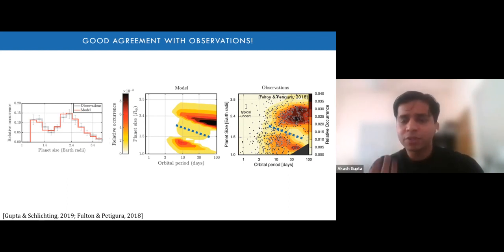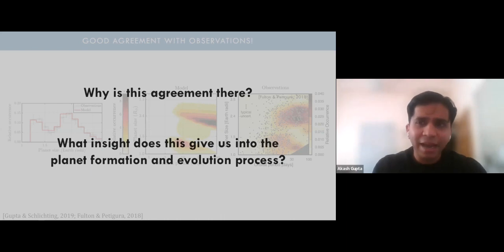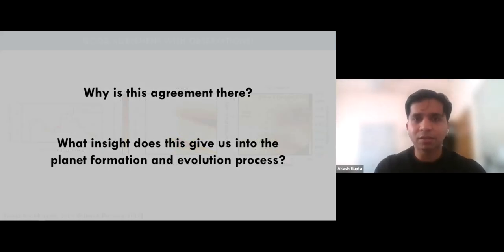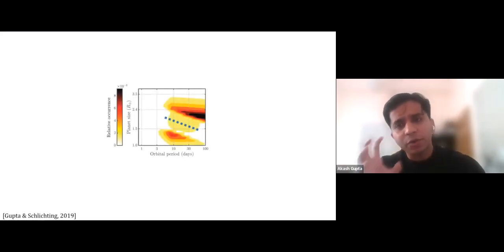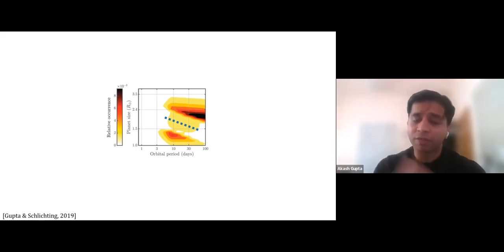But at this point, we should be asking ourselves, why is this agreement there? What insight is this mechanism giving us into the planets we are observing today? So to answer that, let us try to understand one of the most characterizing features of the radius valley, its slope, something that has been noted across phase space of different planet and host star properties.